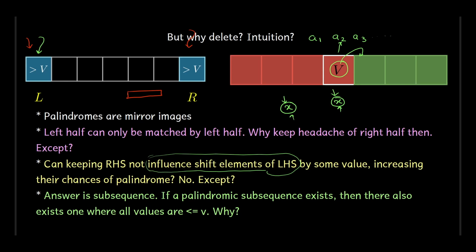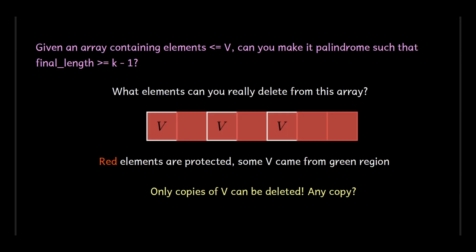This means that we just have to solve the problem when all the elements are less than or equal to v. So this is the modified version of the problem that you would like to solve. That is, given an array containing elements that are less than or equal to v, can you make it a palindrome such that you are allowed to delete some elements, but the final length should be at least k minus 1, because you cannot select any window that is less than k.